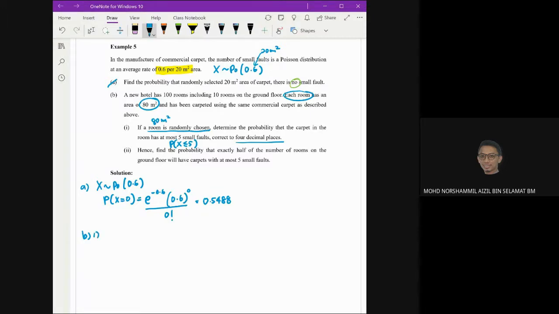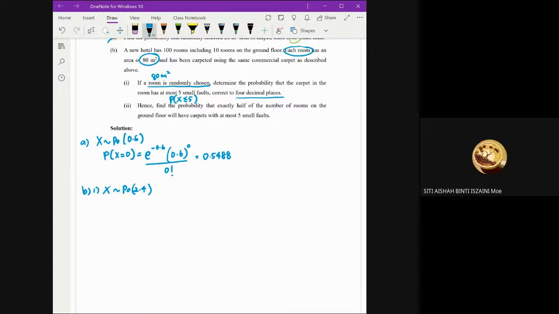So B part 1. What happened to your Poisson? Lambda kena jadi apa? Darab dengan 4. Sebab dia 4 kali ganda kan. Tadi 20 meter square. Yang ni dah 80 meter square. Dia dah 4 kali ganda. So 0.6 darab dengan 4 jadilah 2.4. Boleh? Okay. So then we need to calculate probability of x less than or equals to 5.